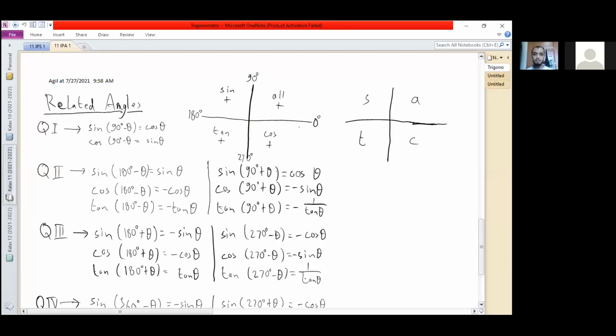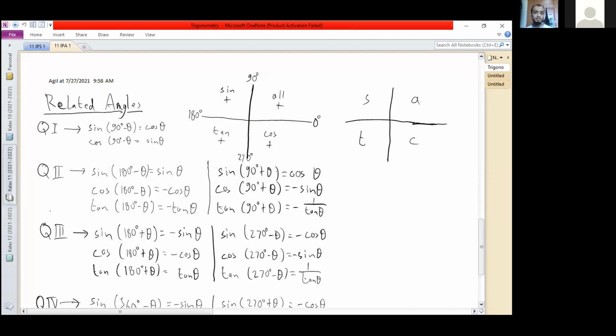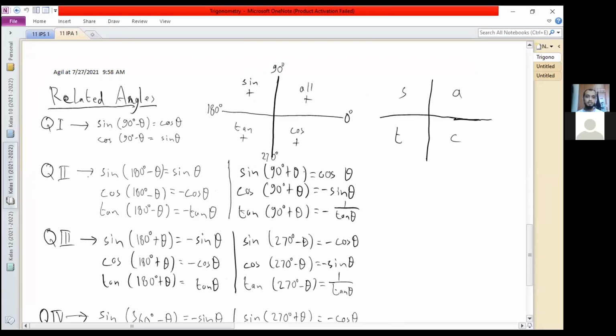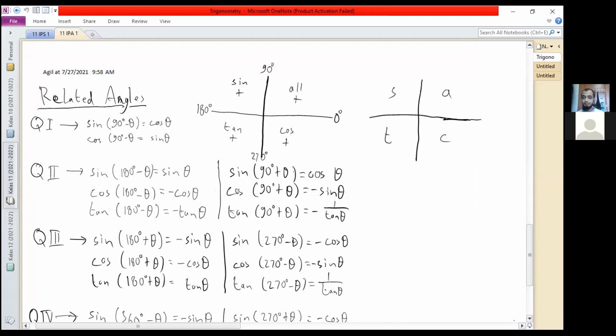If you are using the x-axis, then the function does not change. So for example, in quadrant 2, if you want to change the angle to its related angle in the first quadrant, then we can either use 180 degrees or 90 degrees. So let me give you an example.